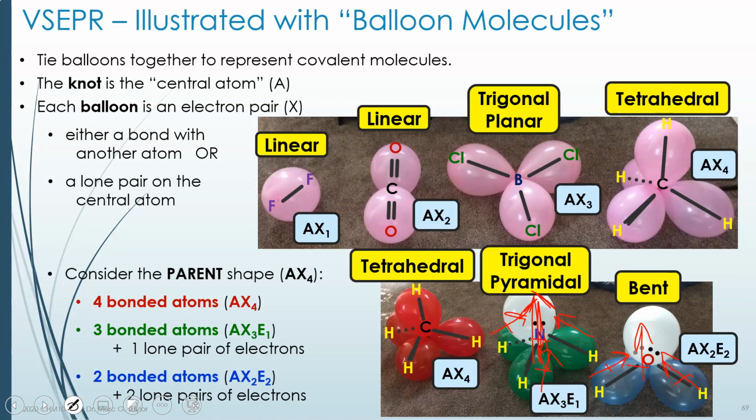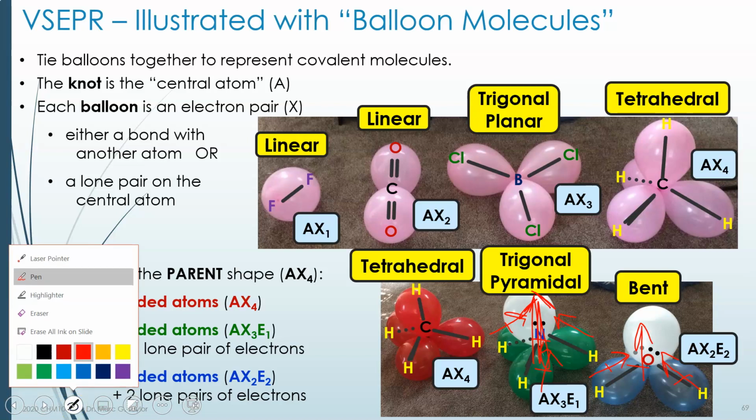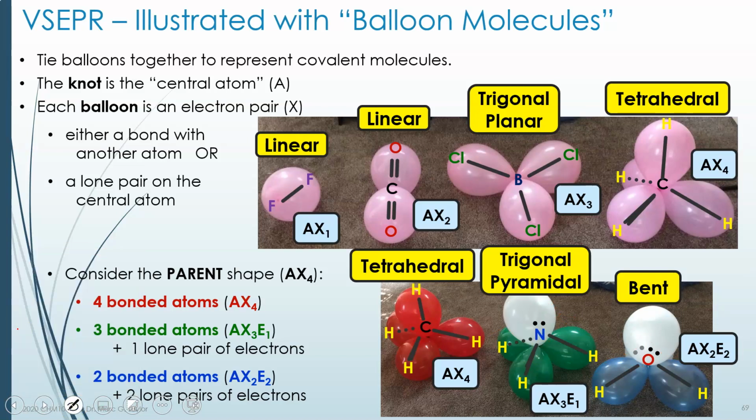So anytime you have a lone pair, it's always going to be asymmetrical. It's always going to have some polarity. It might be a little bit, it might be a lot, but it will always be a little polar, at least. That's just a little note.